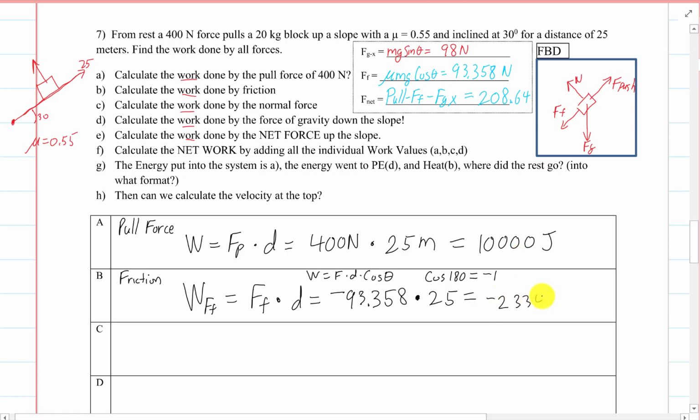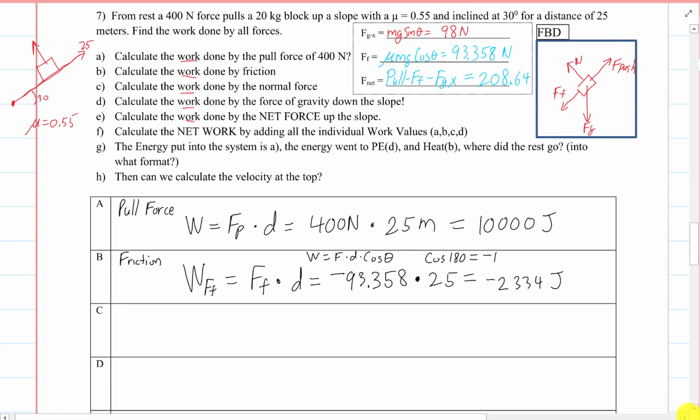2,334 joules. So that's how much energy will be taken away from our push force by friction, and that'll go to heat. Might even go to a little bit of sound and stuff like that, but we'll just say that it all goes to heat energy.